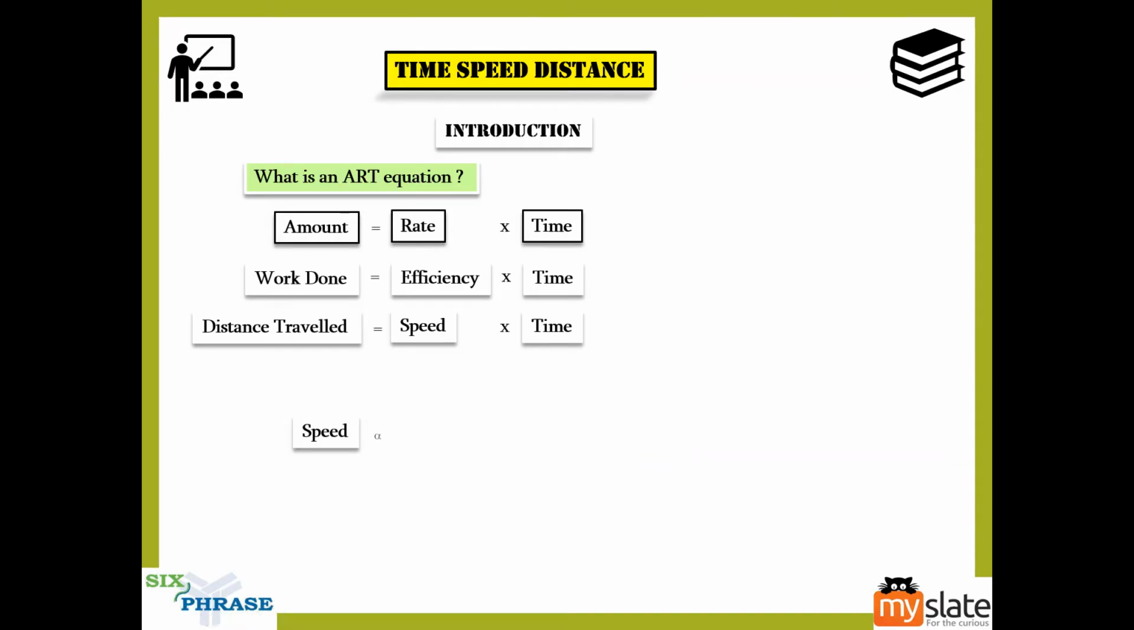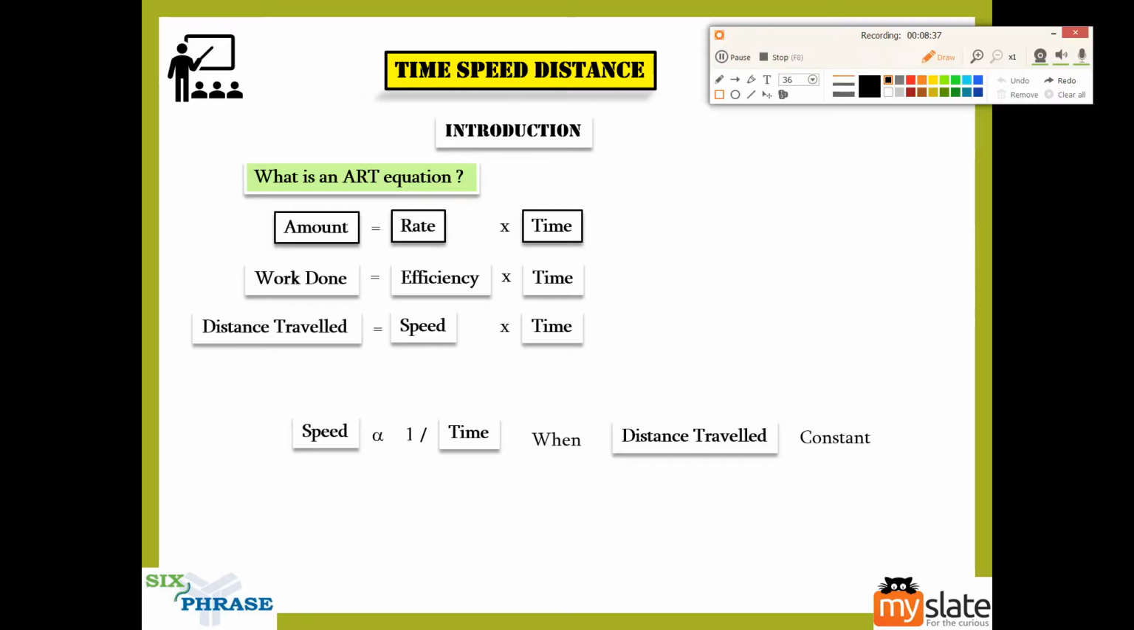So speed, what does it mean? Speed is inversely proportionate to time when distance travelled is constant. Let's look at what this really means, guys. You have to understand this. This is very important.